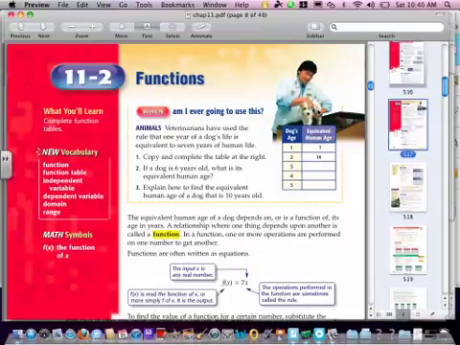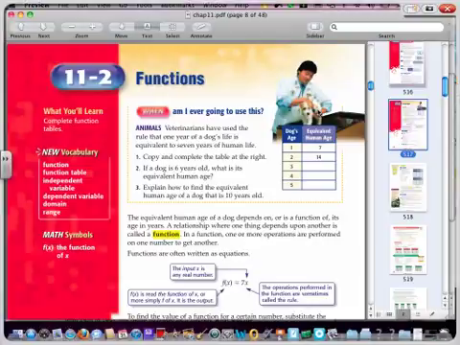Alrighty, section 11.2, functions. So let's take a look. Make sure you get these in your vocabulary notes. Put those in there. We're going to talk about this right here, this f with parentheses and then an x. We're going to talk about functions, and that's what they're talking about there. We're going to get into this, and these are some things that you use quite a bit.